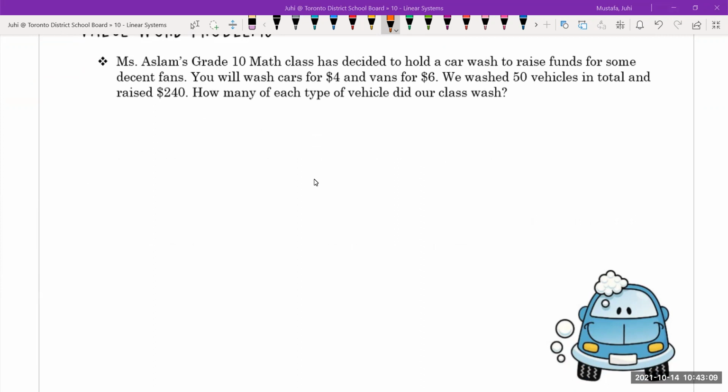It says, Miss Uslin's grade 10 math class has decided to hold a car wash to raise funds for some decent fans. You will wash cars for $4 and you will wash vans for $6. A very real life question. As a class, we washed 50 vehicles in total. Vehicles means like cars, vans, everything. And we raised $240. So how many of each type of vehicle did our class wash?